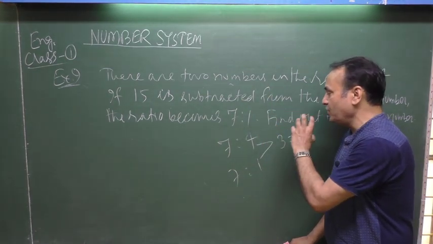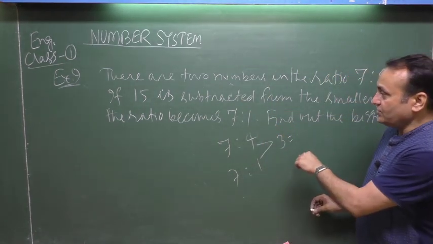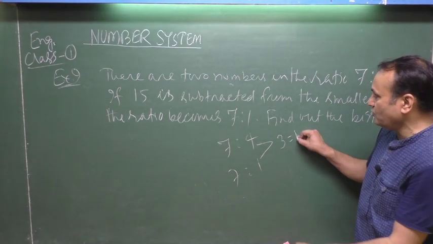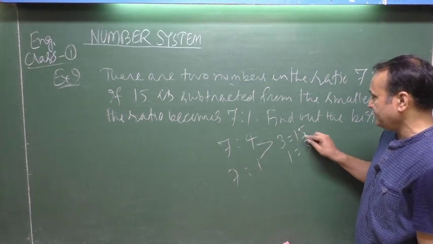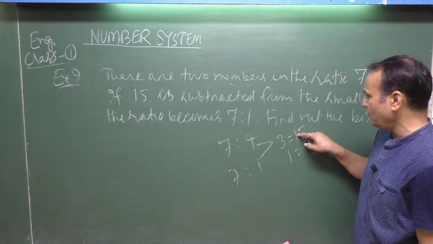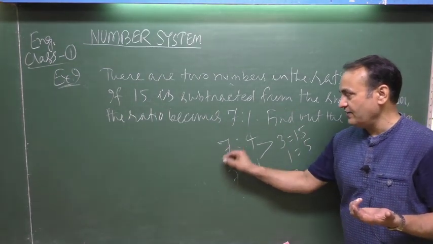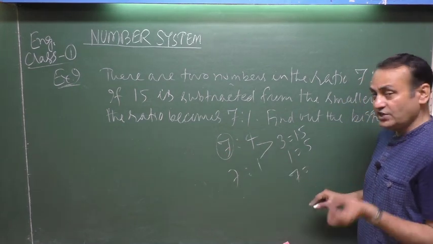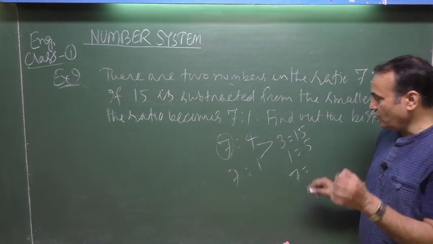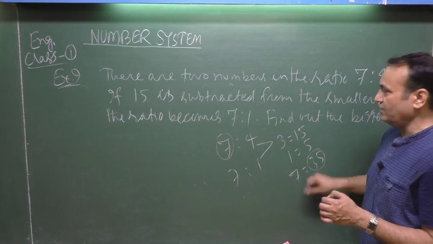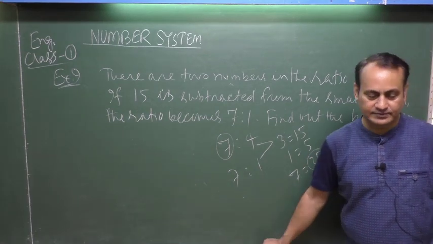There is a decrement of 3 units, and that means 3 units equal 15, 1 unit equals 5. You have to point out the bigger. Bigger is 7, this one. 7 units are equal to 7 fives, which is 35. This is your answer. Write down.